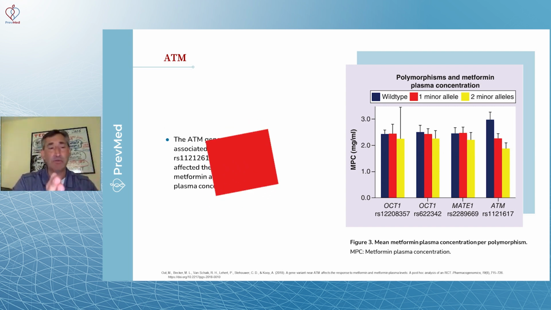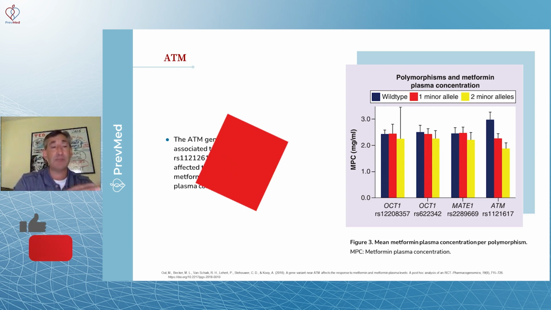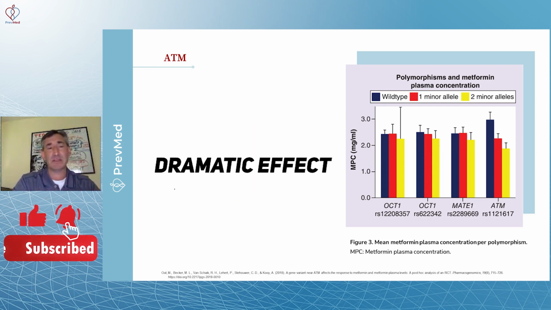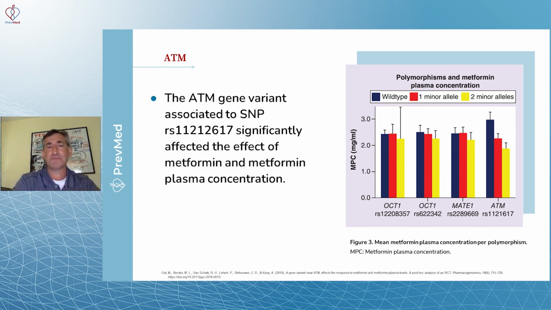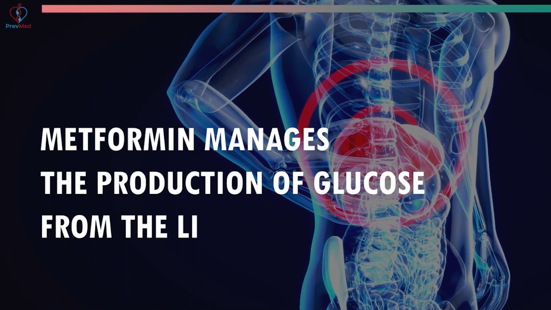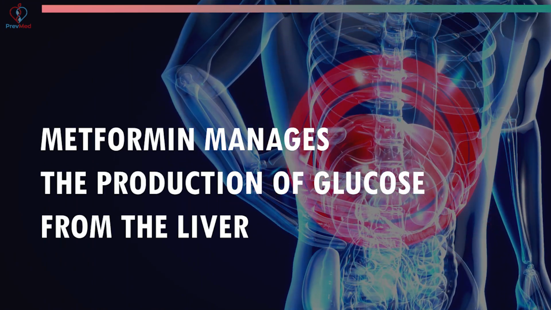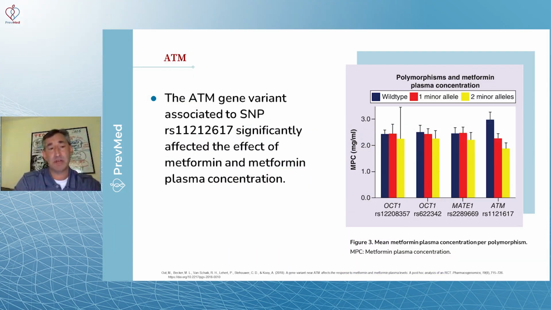That can have no effect. It can be entirely silent, or it can have a dramatic effect because it changes the way that the protein is folded, and the folding of the protein drives how it functions. So this one has a significant impact on metformin and the ability to actually benefit from metformin. What metformin does is kind of the opposite of what TCF7 does. Metformin manages the production of glucose from the liver. So if you can modify the production of glucose, instead of making more glucose, your levels don't go up, and you're able to manage this a little bit better.